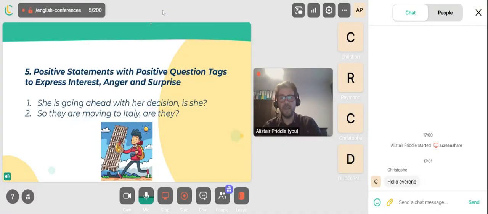And number 5, positive statements with positive question tags to express interest, anger, and surprise. She's going ahead with her decision, is she? So they are moving to Italy, are they?